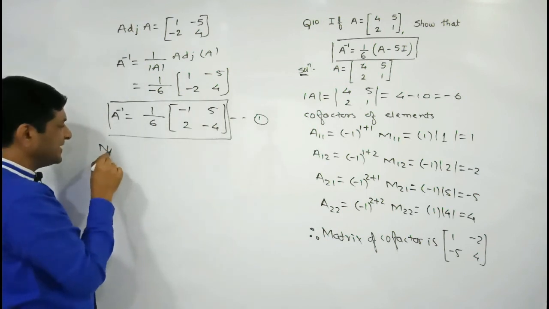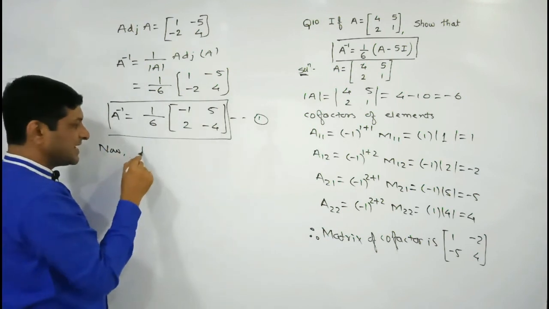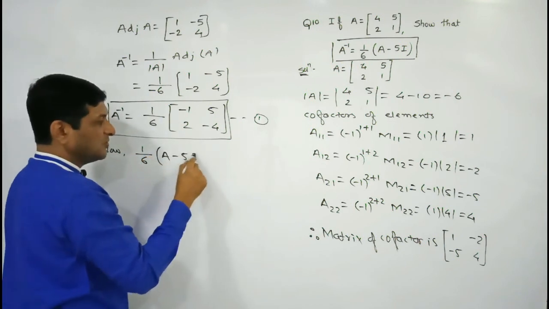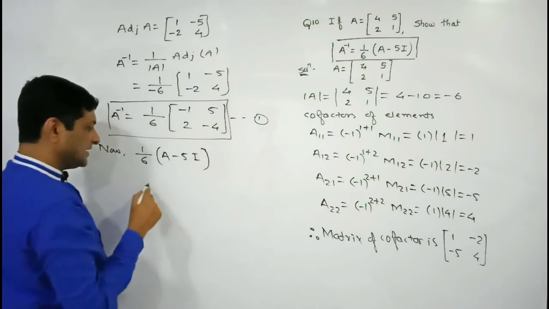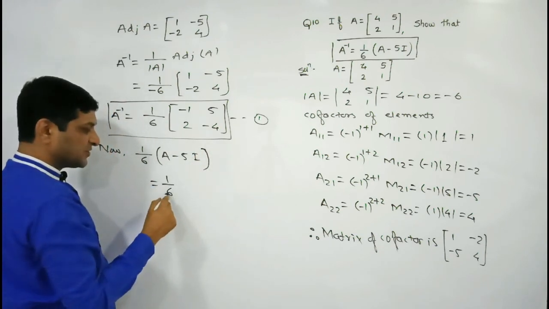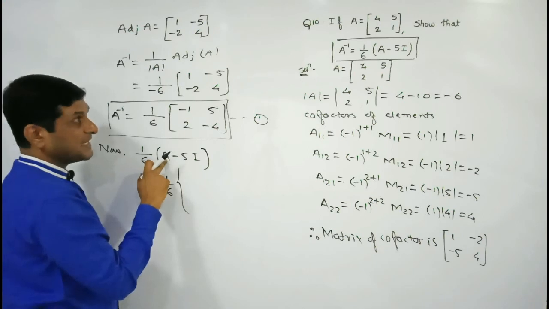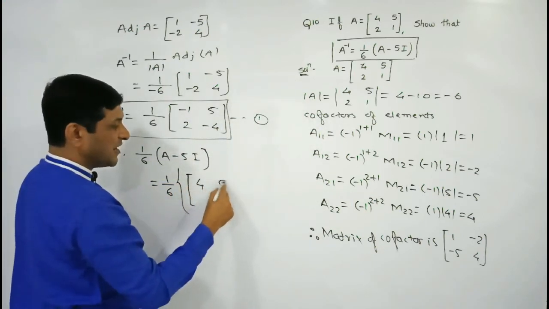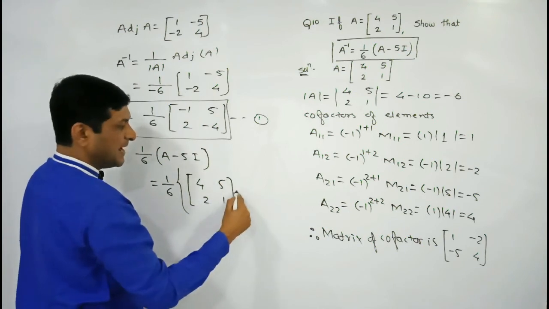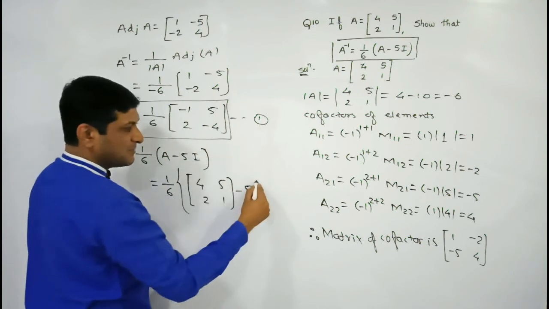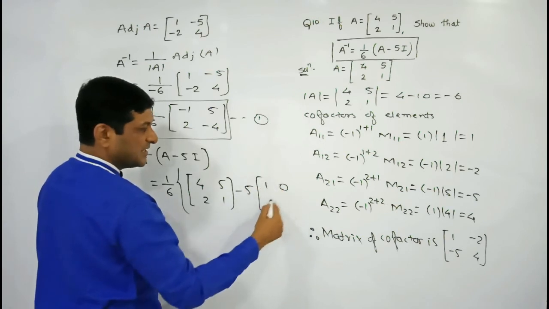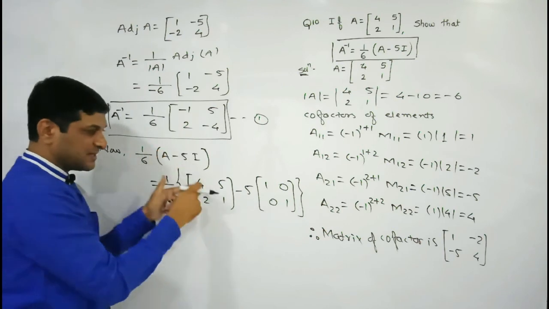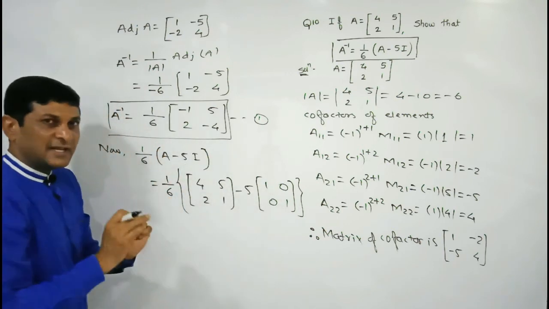Now we are finding the value of the right hand side. What is the right hand side? 1/6 A minus 5I. So it is equal to 1/6, keep it as it is. Now replace A by matrix A, where the elements of this matrix are 4, 5, 2, 1, minus 5I. I means the identity matrix, and we know that the elements of the identity matrix are 1, 0, 0, 1. Just we have substituted the value of A and the value of I, and now simplify it.